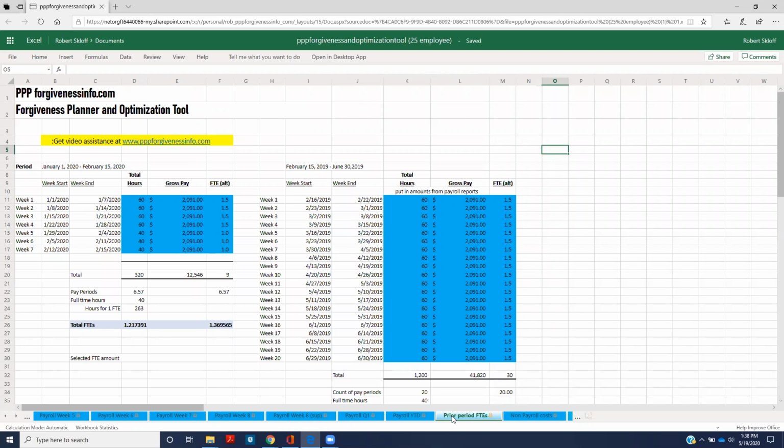Also, the SBA has provided for a simplified FTE calculation. So if an employee has worked equal to or greater than 40 hours, that's 1 FTE. If less than 40 hours, that's a half of an FTE.